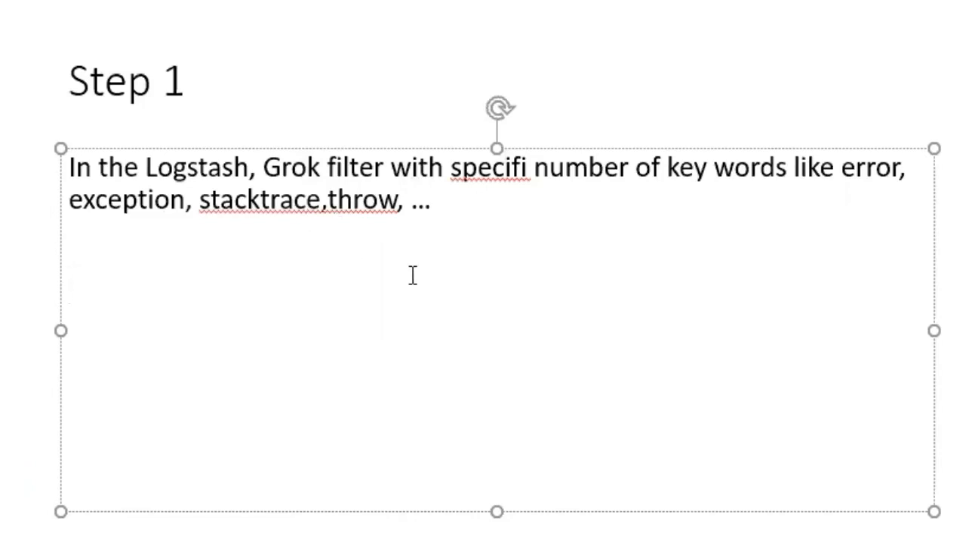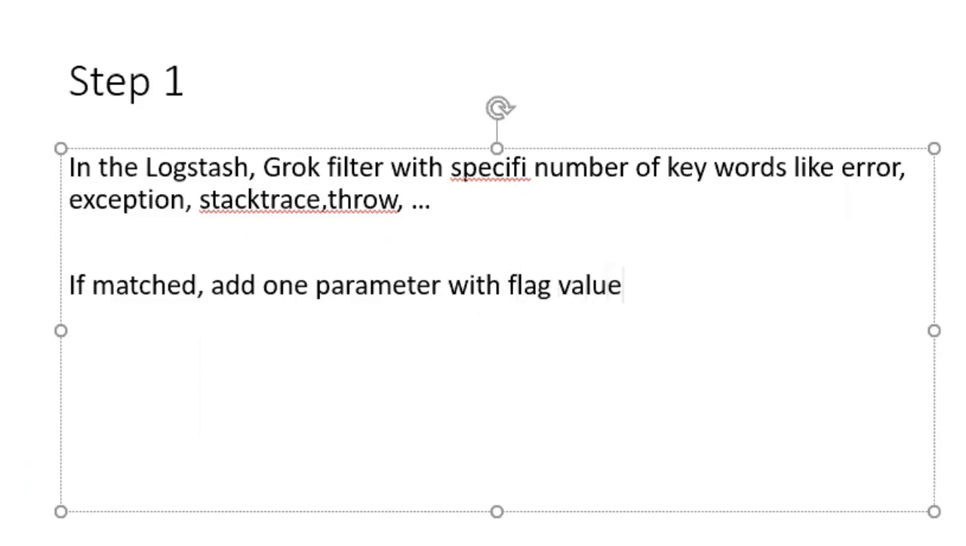So if the grok filter is matched, add one parameter in the Logstash side, one parameter with a flag value. So this flag value, right? You can give, if it is error, give one. If it is exception, you give another one like that.